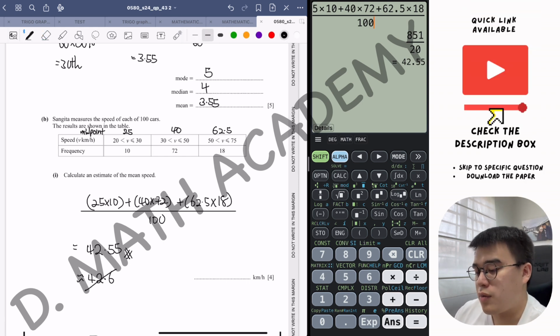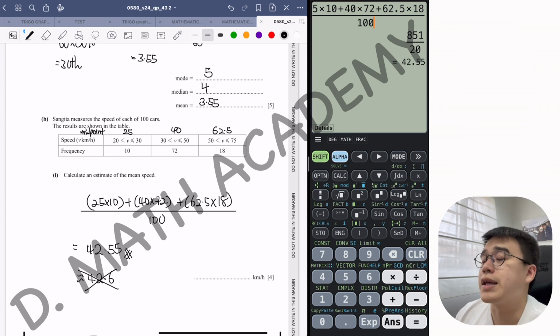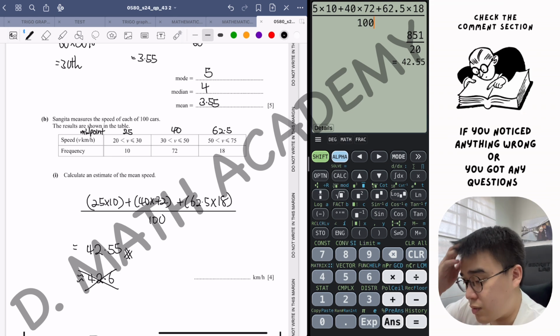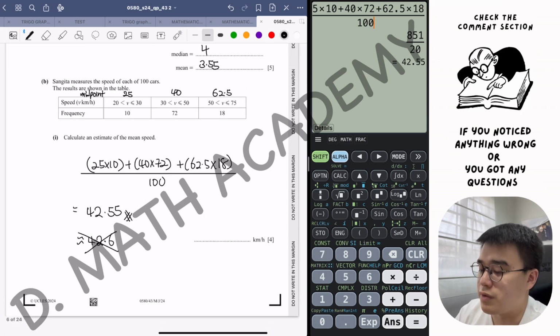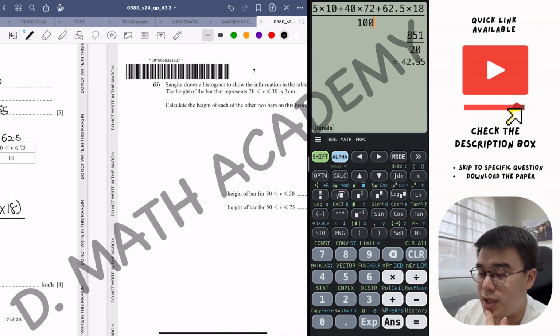Some students would round it to 42.6, but if you were to ask me, I wouldn't do so because what we are calculating is the mean. For mean, this kind of sensitive value, I will always keep it as what I calculated. I won't purposely go and round it without any reason. So that is something to take note of for question 3b.